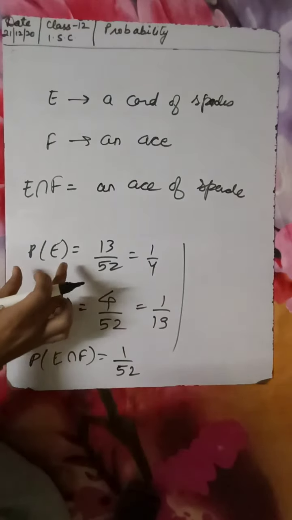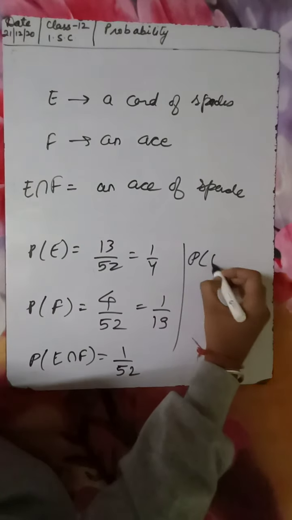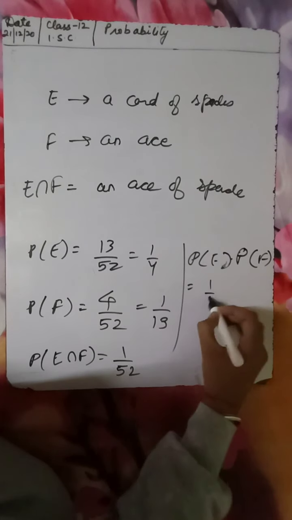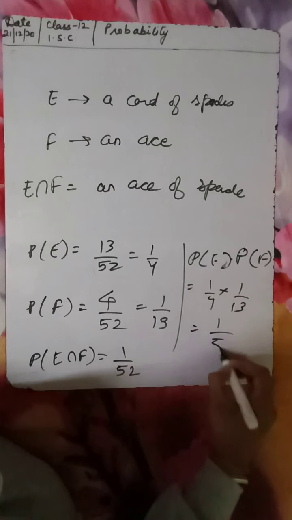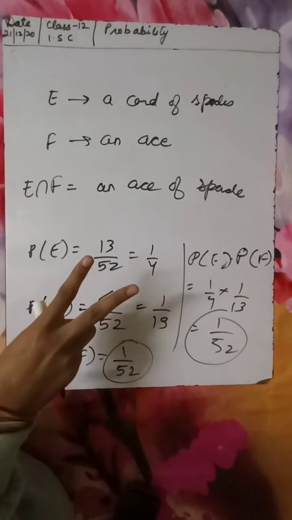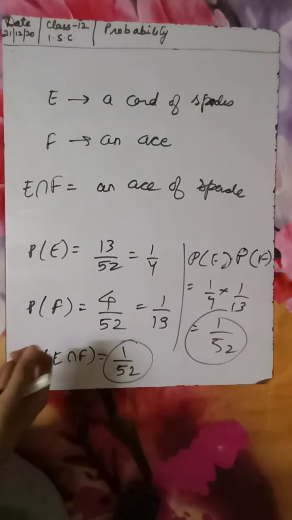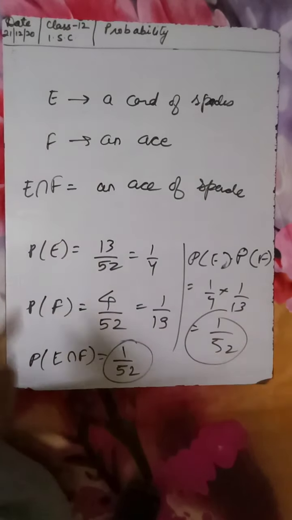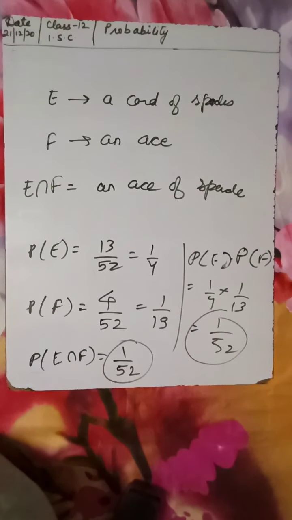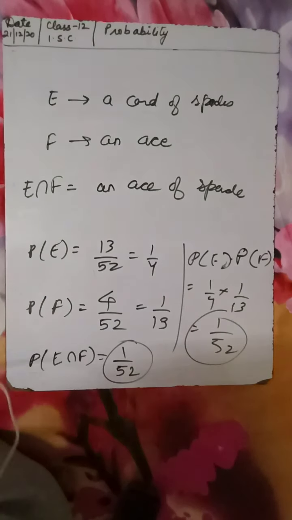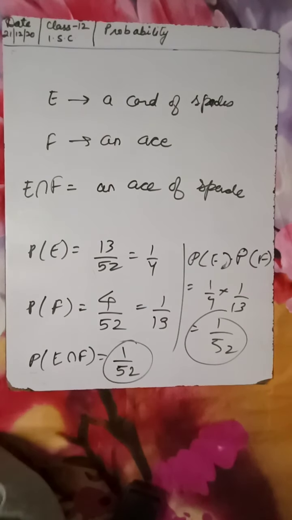Now if you multiply probability of E into probability of F, let's see what we are getting. 1 upon 4 into 1 upon 13. Are we getting 1 upon 52? Correct? Which means that E and F are independent events. That means if you draw a card of spade, it will not affect an ace, and if you draw an ace, it will not affect a card of spade. So from here it proves that these two events are independent events. Now the things should be clear to you. Okay, let's do some questions.